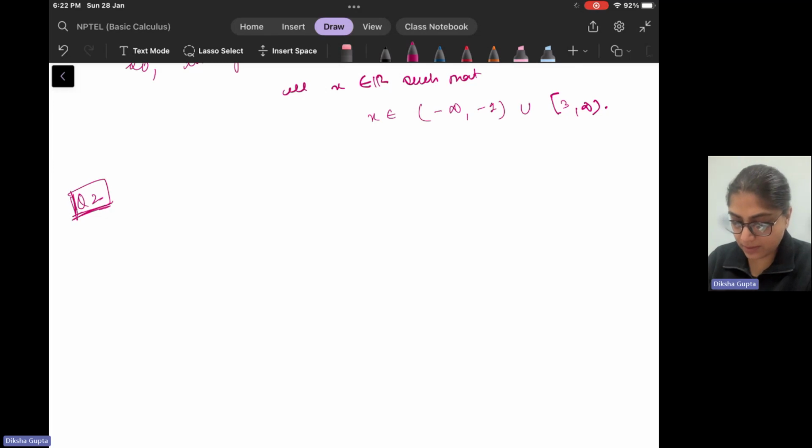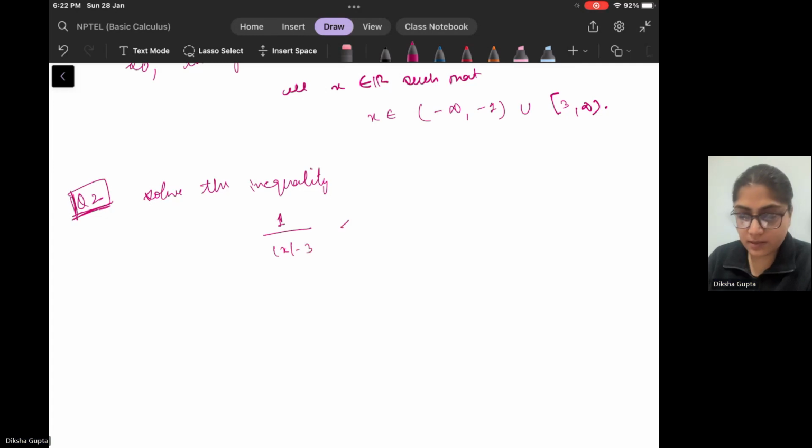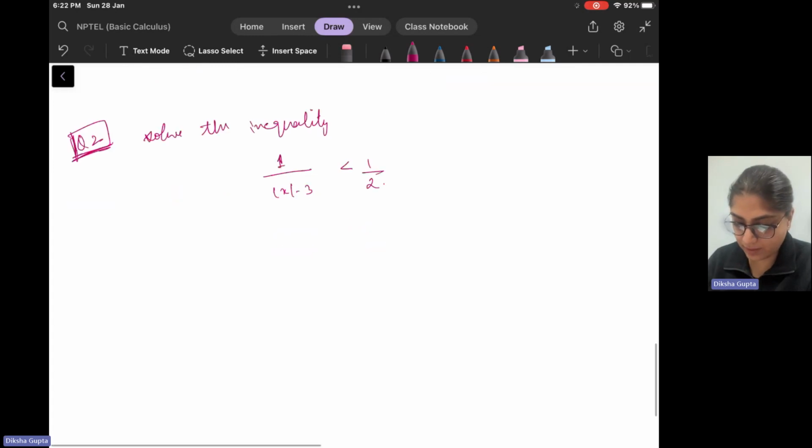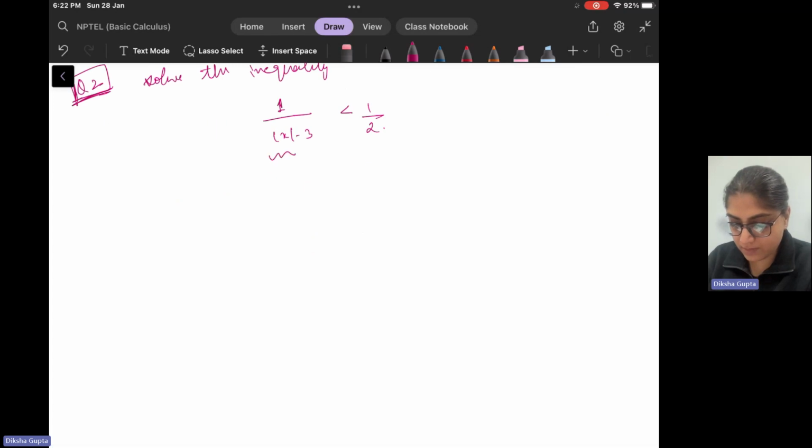So question number 2 is again on an inequality. Solve the inequality 1 by mod x minus 3 less than 1 by 2. Alright. Again, we'll make two cases because we have mod.